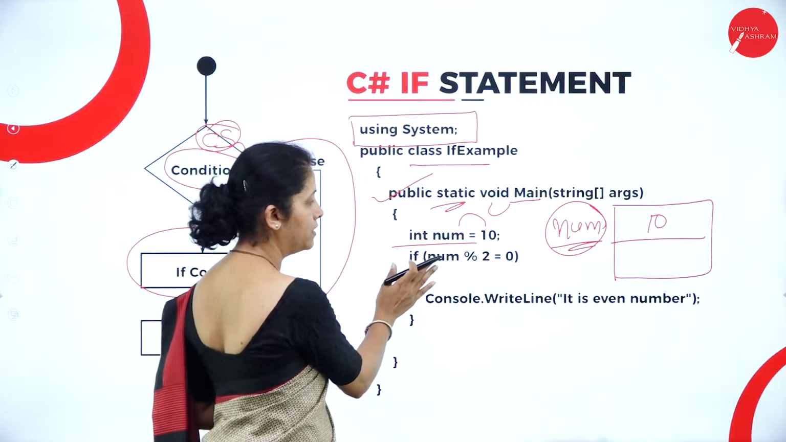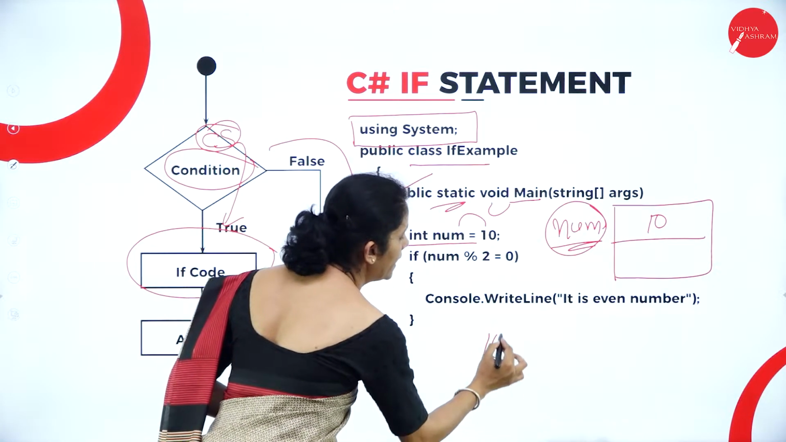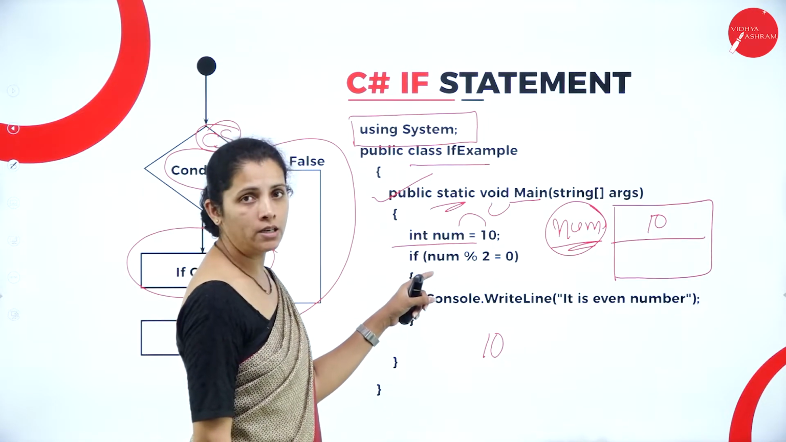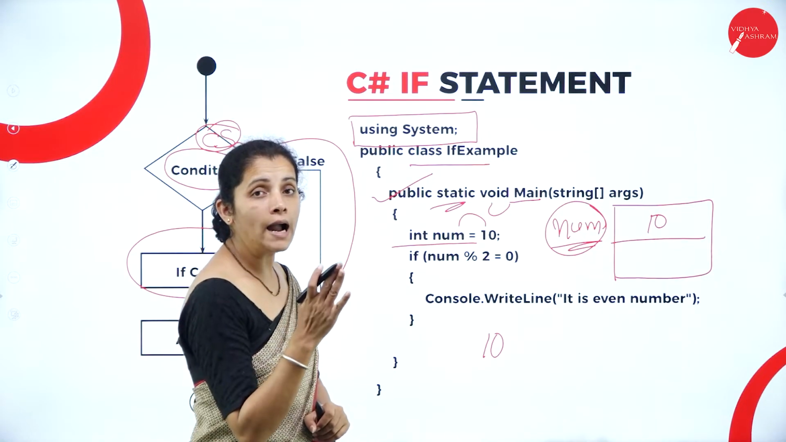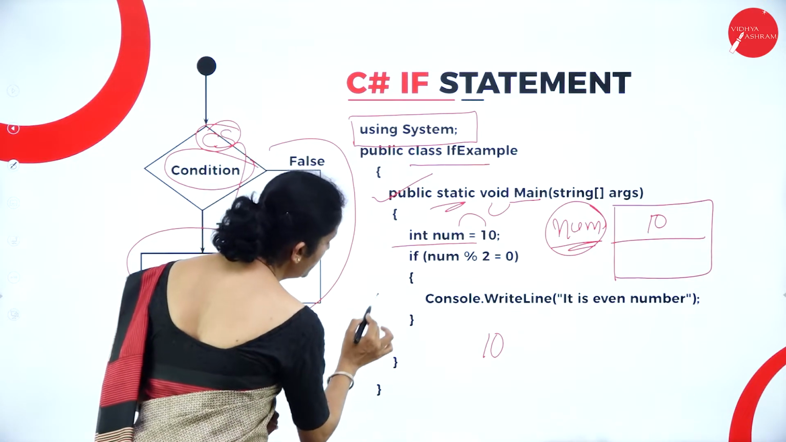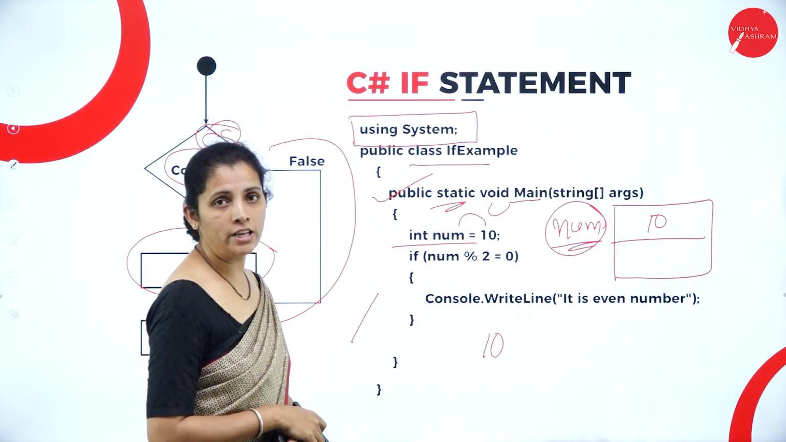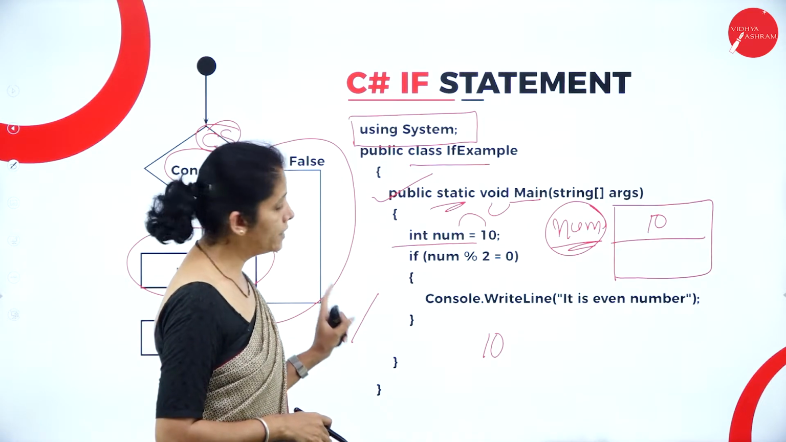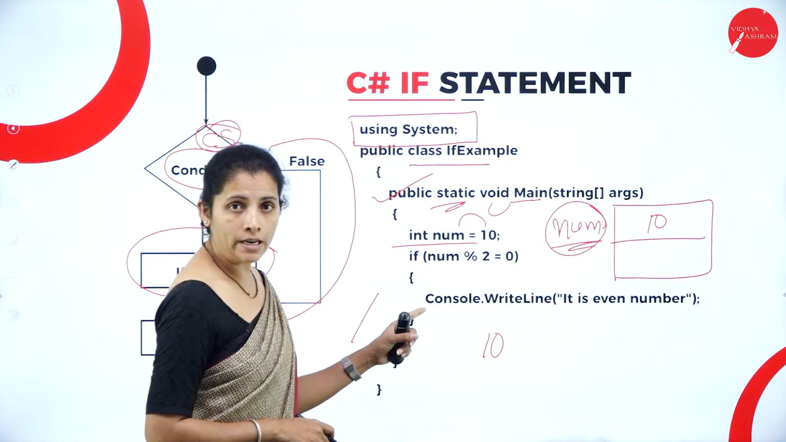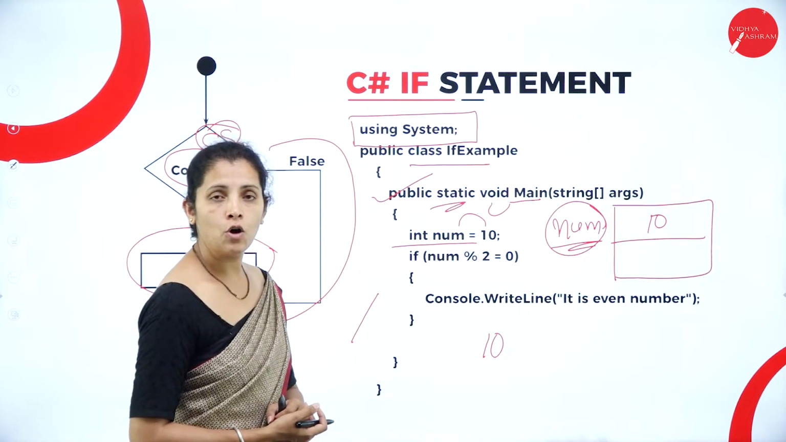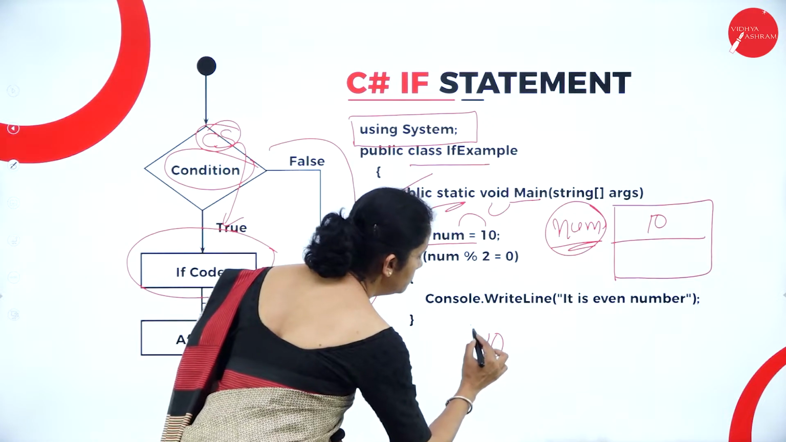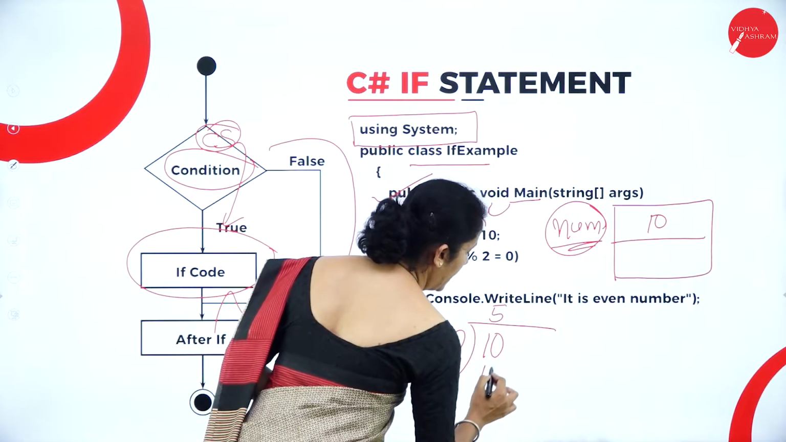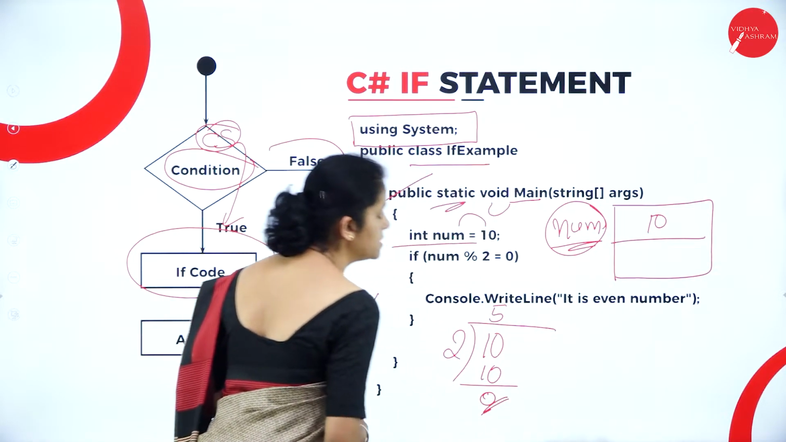Now, if number, what is number? Number is 10. 10 modulus 2. So dear student, please make a note here. What is the difference between divide and modulus? If I use the division operator, then I'm going to get the quotient as output. And if I want to get the remainder, then I'm going to use the modulus operator. So here, 10 divided by 2. So 2 fives are 10. The answer is 0. So the remainder is 0.